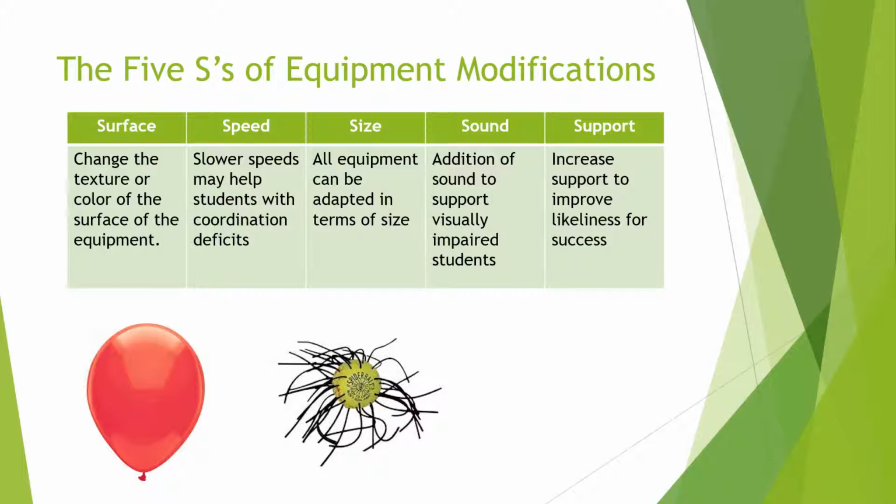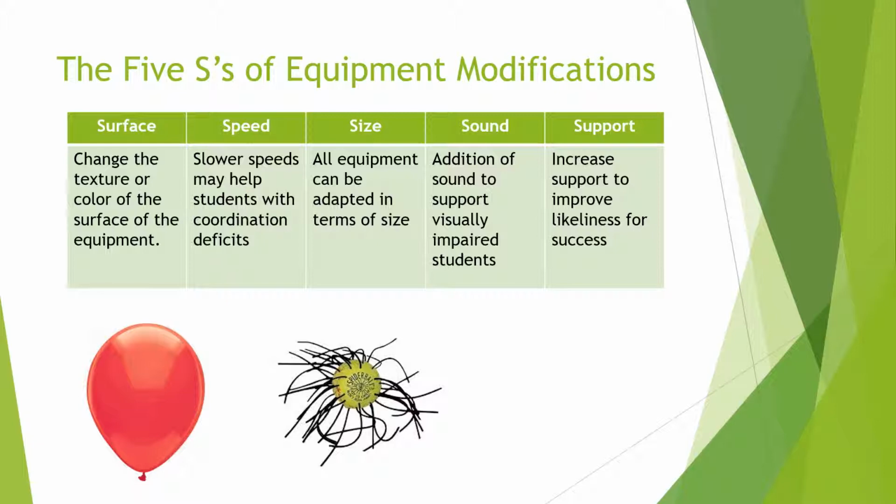Sound. The addition of sound is crucial for students with visual impairments. For example, beeper balls to help with catching and kicking. Bells or other sounds can be added to targets or other equipment easily using Velcro or tape.